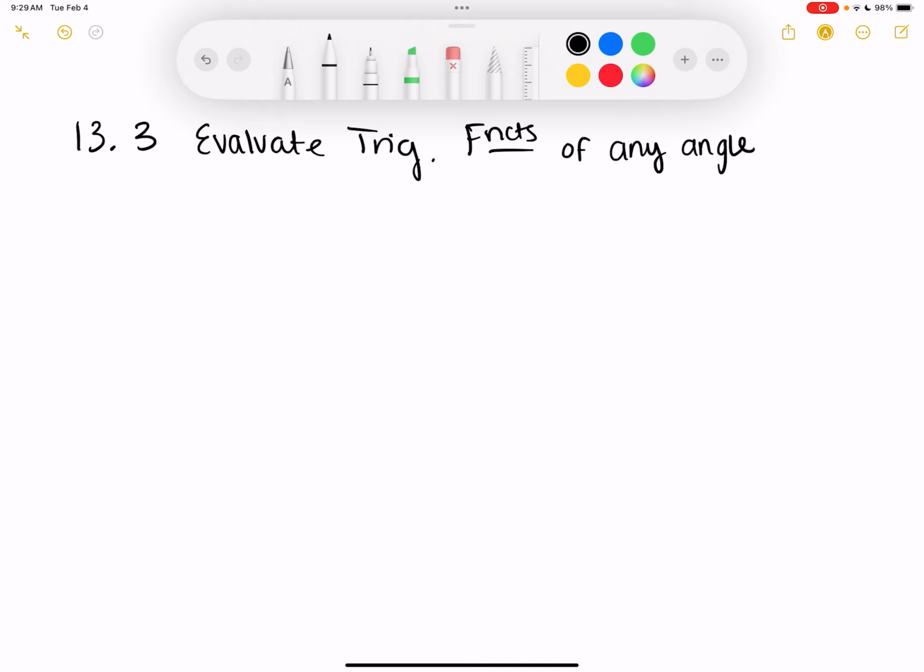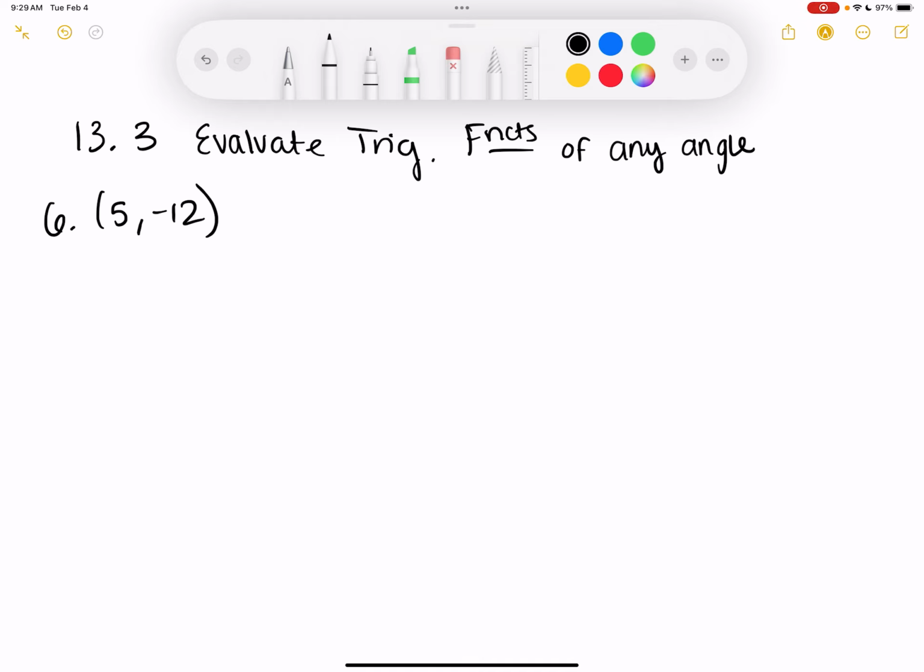All right, the first one says use the point on the given terminals or on the terminal side of the angle theta in standard position to evaluate the 6 trig functions of theta. So they give us the point 5, -12. Okay, so the way we start out with a problem like this is we basically plot this point.